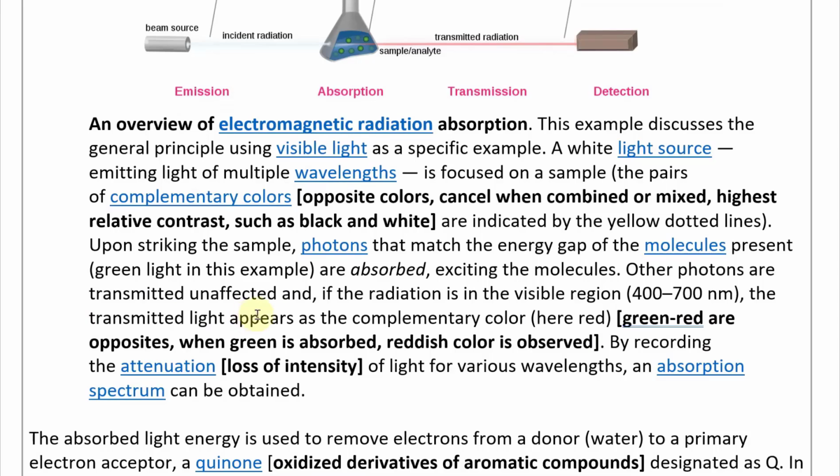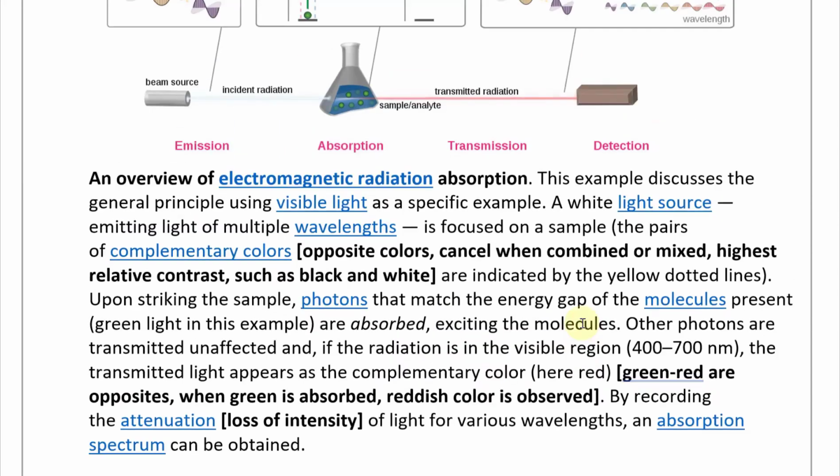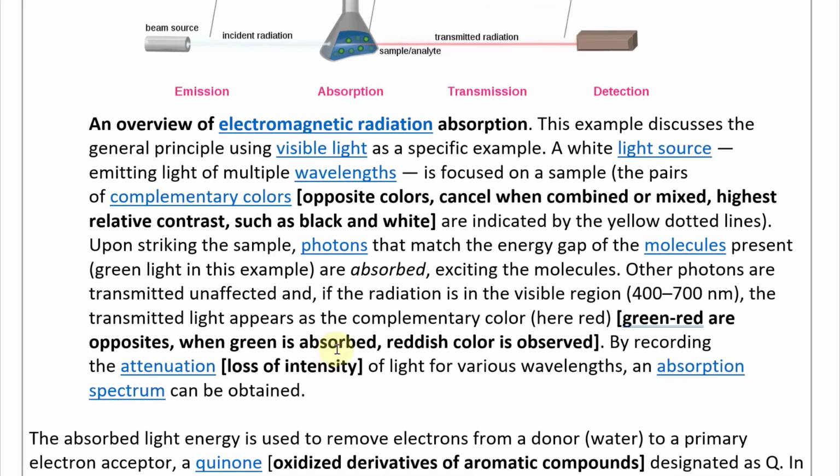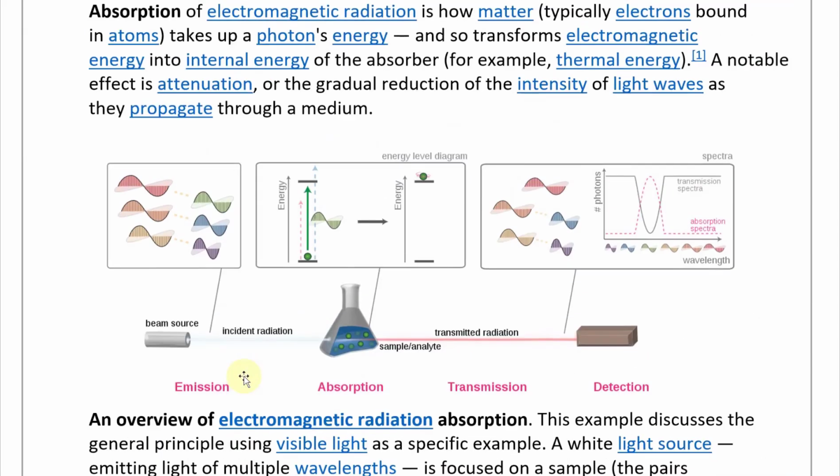Other photons are transmitted unaffected, and if the radiation is in the visible range, 400 to 700 nanometers, the transmitted light appears as the complementary color. Here it is in red. So green and red are opposites. When green is absorbed, a reddish color is observed. The contrasted complementary color, the opposite of green, is red. And by recording the attenuation, or loss of intensity, of light for various wavelengths, an absorption spectrum can be obtained.